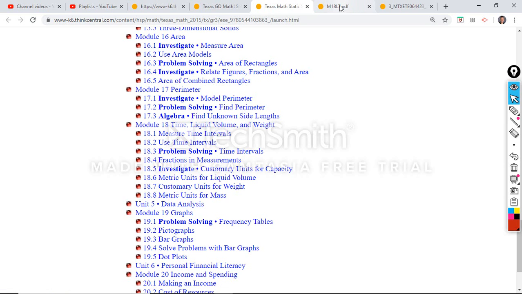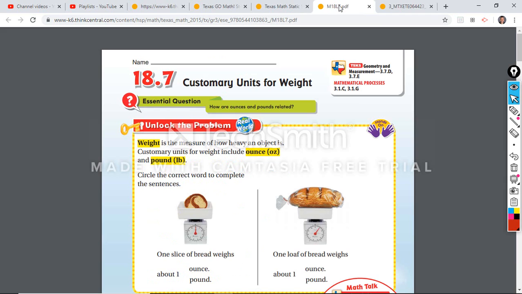So going back, let's look at your 18.7. This is going to be an easy lesson for you because I know you're way advanced right now. The level of work that you have been producing is amazing. Keep it up. So let's look at this.